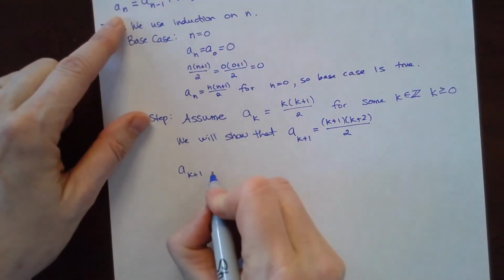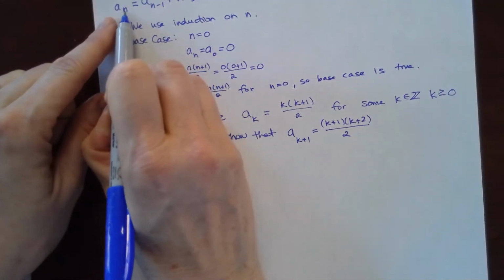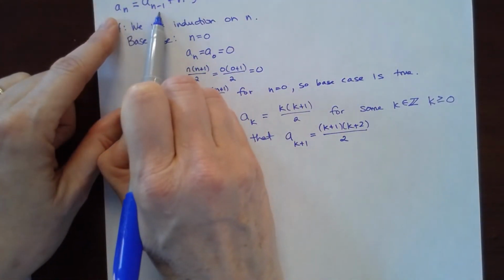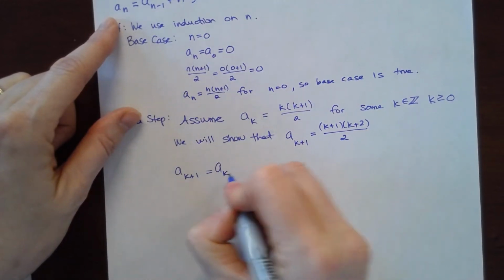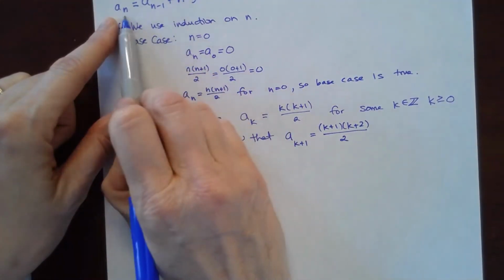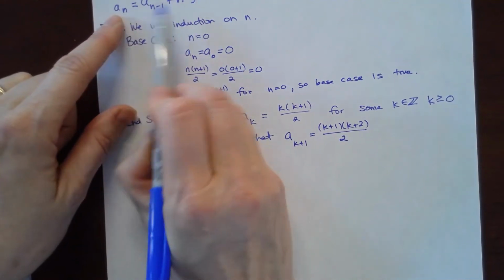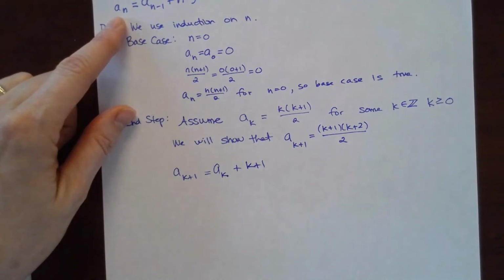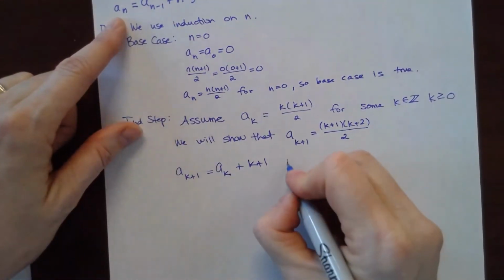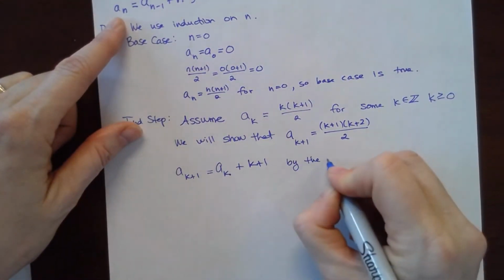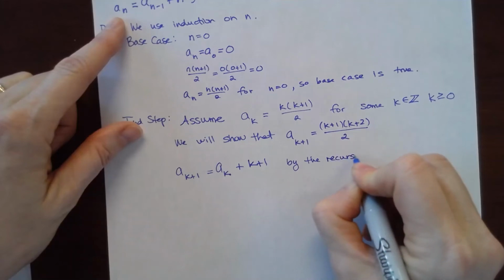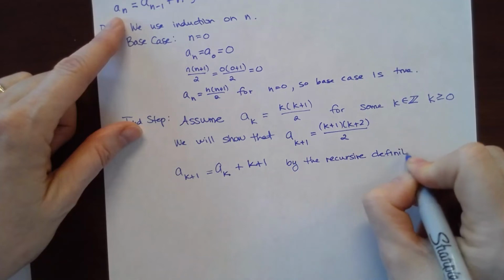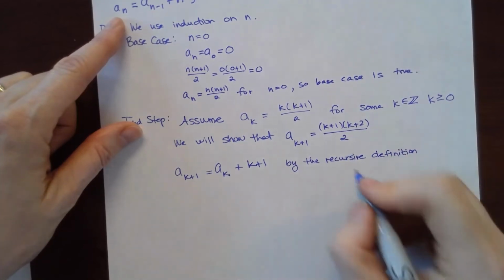Okay, if I'm finding the k plus 1st term, well, that's really k plus 1. So I go to the one that's before k plus 1. That would be k. So I go to a sub k. And then I would add on whatever index I'm trying to find, which is k plus 1 in this case. Okay, so I'm just using this definition, the recursive definition, or the recurrence relation.